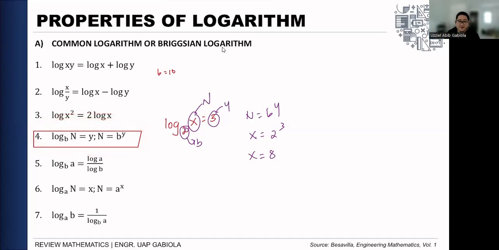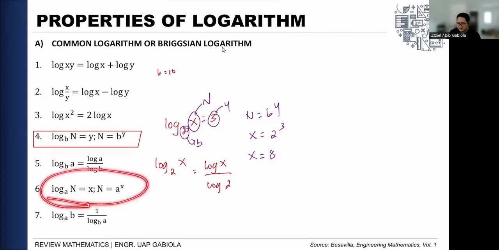Okay? So, number 5 is kapag gusto mong gawing base 10, no? Halimbawa, meron kang logarithm na iba yung base. Tapos gusto mo siyang gawing base 10. Para maging base 10 siya, or ito, equivalent niya is ito. So, ibig sabihin, halimbawa meron kang logarithm of 2x, no? So, equivalent to yan sa log of x over log of 2. Okay? And then, yung number 6, no?